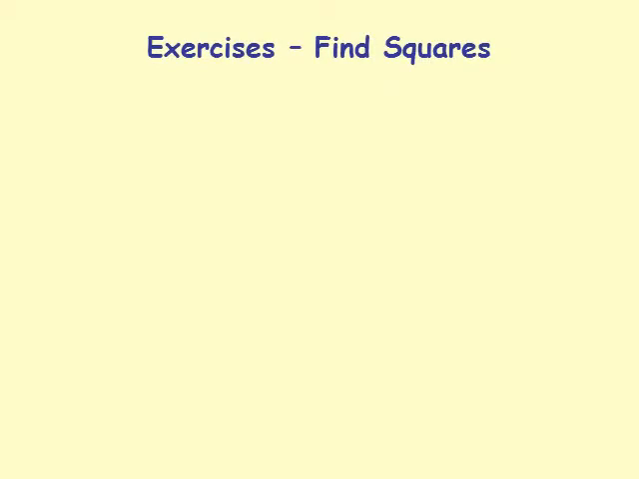Now let's do an exercise here. Find squares. Here's the first number, 1089, square of 507. Next, 904, 891, and some more.